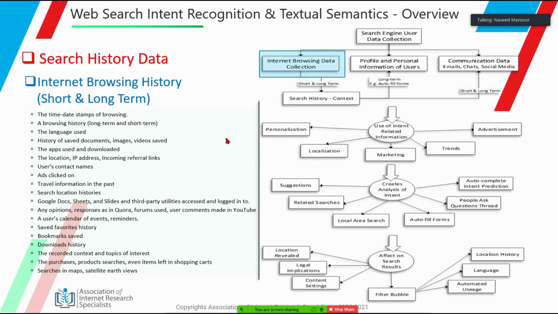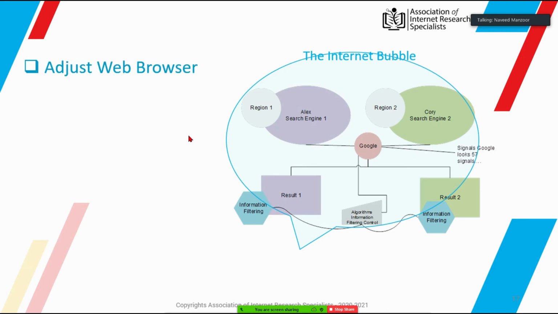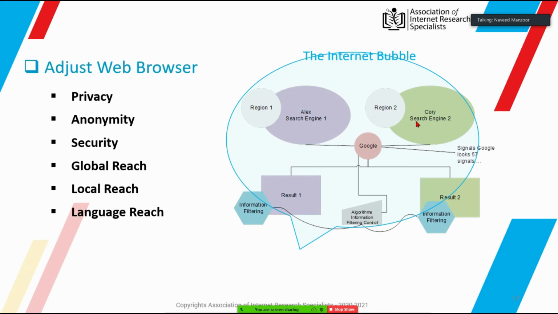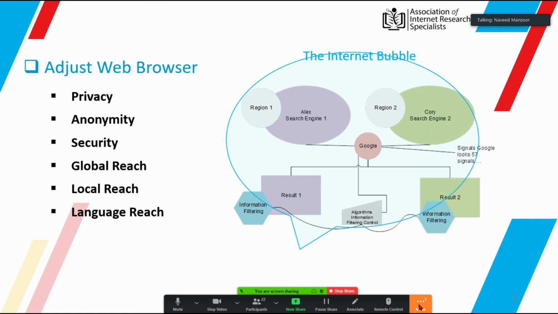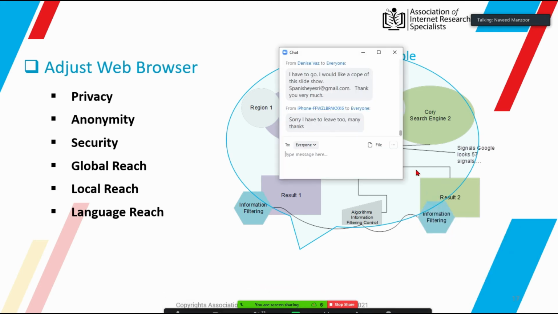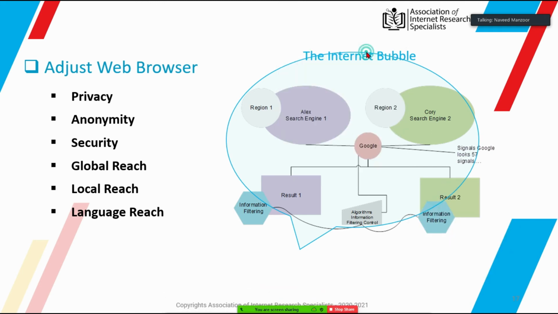So internet browsing history, we have done that. The internet bubble, as I was saying, and then I have mentioned intent translation. So let's just look at the internet bubble. Internet bubble means that there could be two people, let's say Alex and Corey right here, and both of them are separated by regional distance.